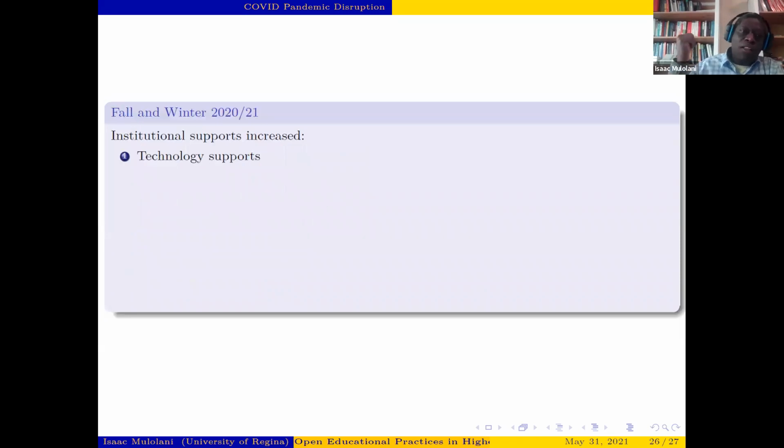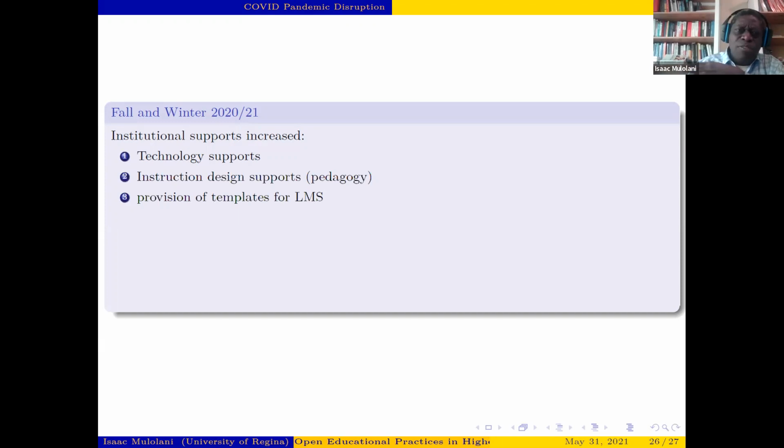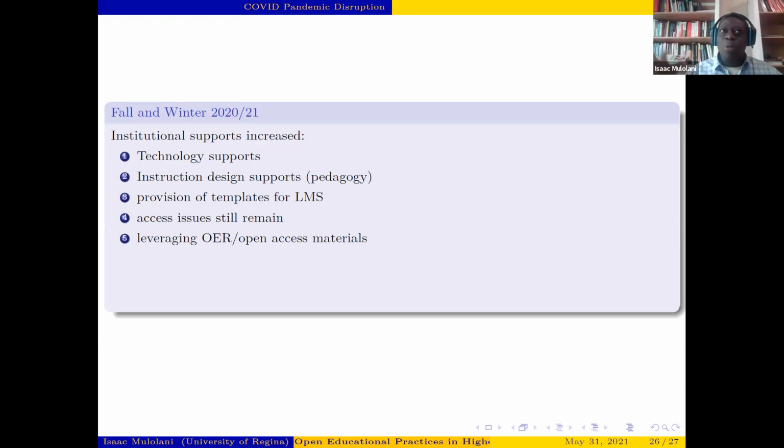So from fall, winter of last year, one of the things that the institutions implemented in the summer leading up to the fall of last year, they provided technology supports, they brought in instructional design support, and then for the use of the learning management system where all of this online remote teaching was going, they provided support for that. The access issues are still ongoing, but now one of the big issues is just enabling faculty to find open educational resources or open access materials so that they can use those in their courses. So that was a very big issue in the summer of last year.